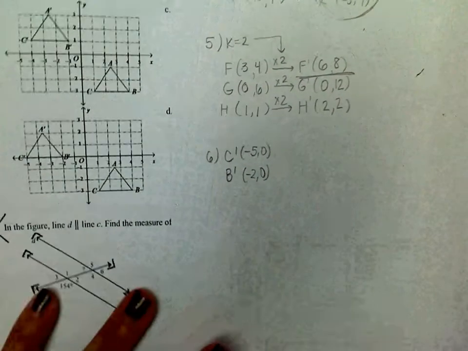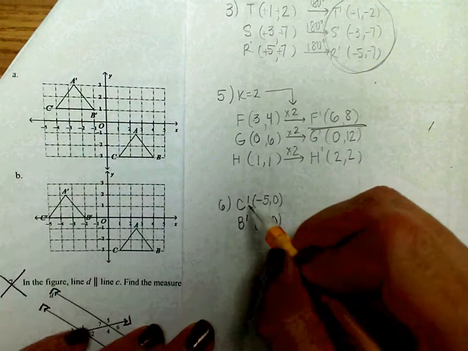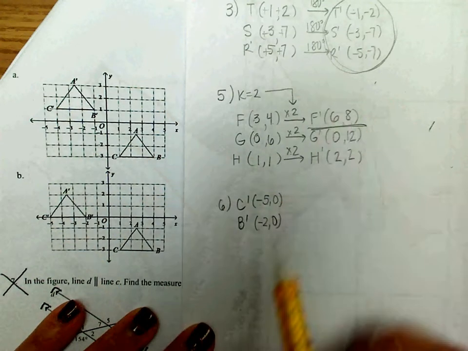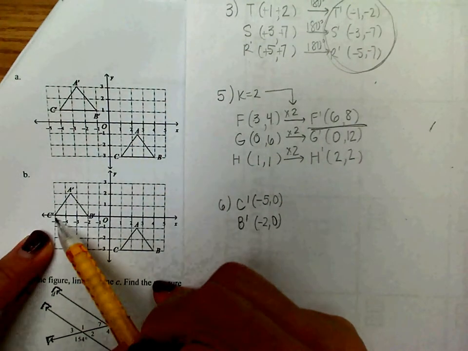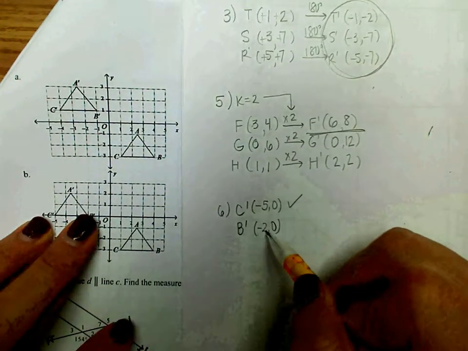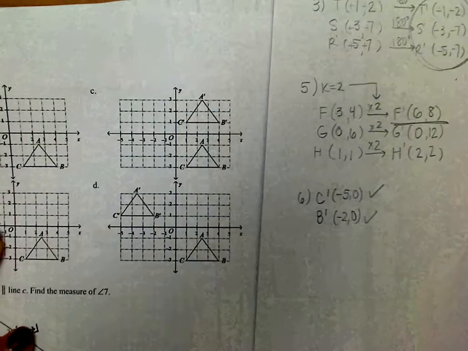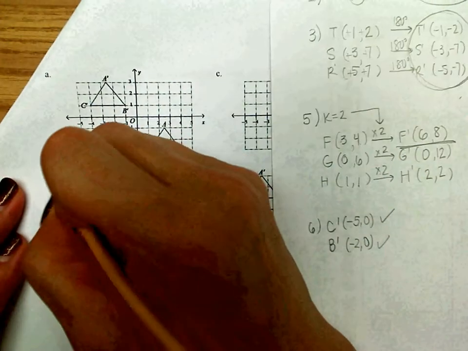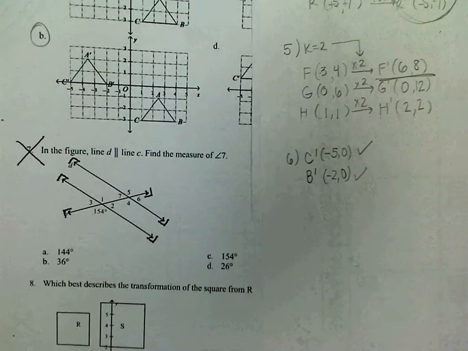So let's look at A. C prime being at -5, 0. Nope, it's at -4, 1, so it's not A. Here it looks like it, -5, 0, and then B is at -2, 0. Let's just double check that none of the other answer choices do that. Yep, so the answer should be B. Okay, let's skip to number 8.